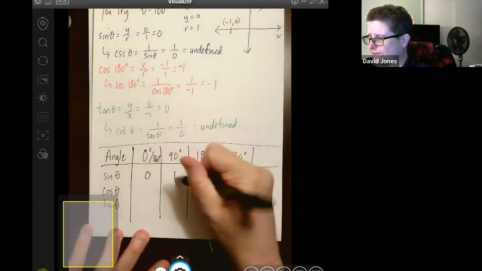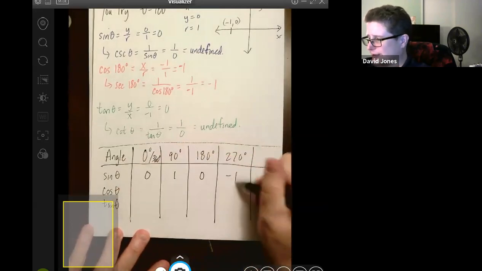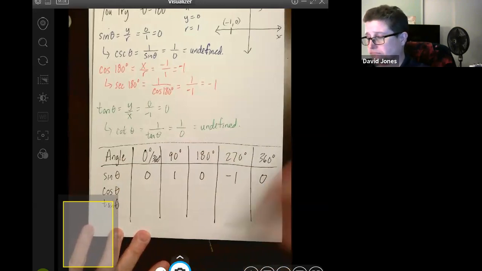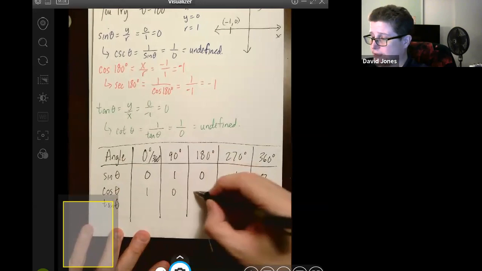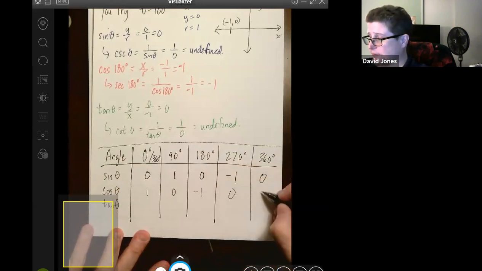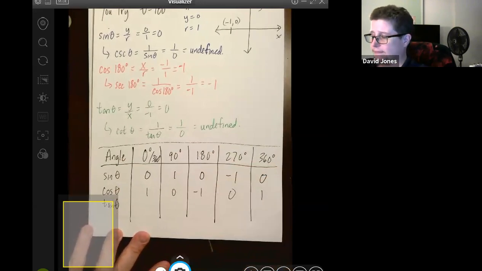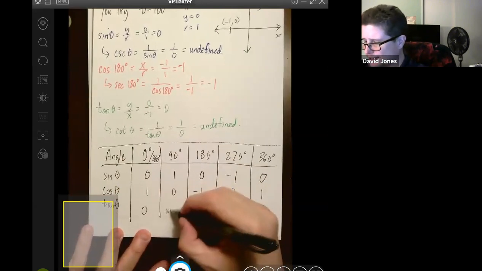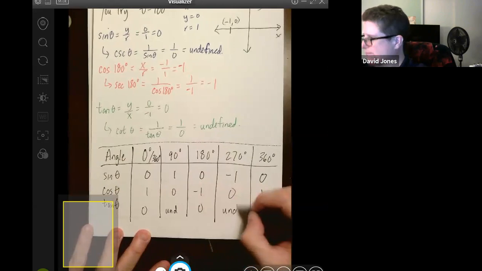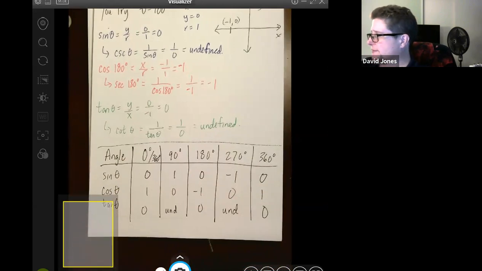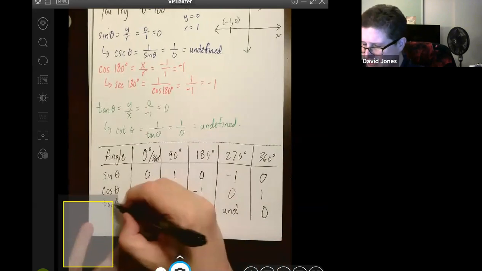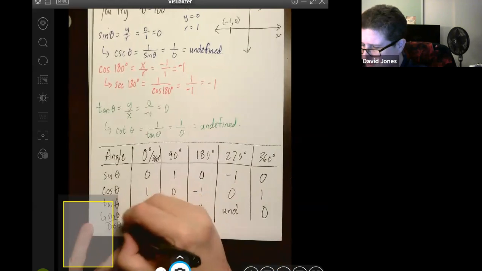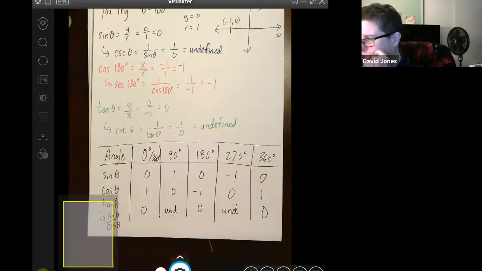It actually follows a pattern. The zeros alternate. Zeros alternate on tangent, but the other ones here are undefined. And it's easiest to get this one just by doing sine theta over cosine theta. You memorize sine and cosine, you can work out tangent real quick.